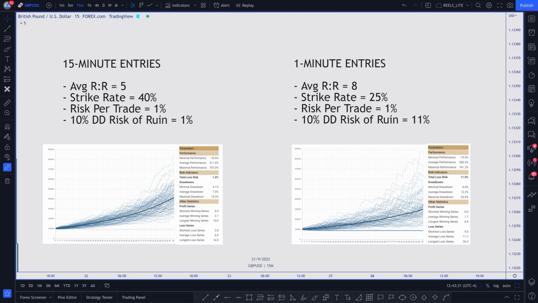Now let's compare it to maybe your performance on the 1 minute. Let's say you're profitable overall, but you're still kind of struggling to catch a healthy amount of trades compared to the amount of losses that you're taking.